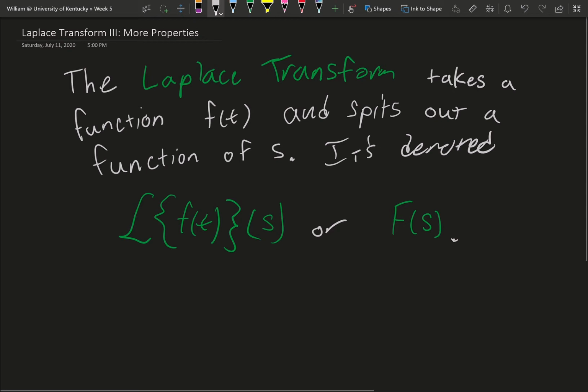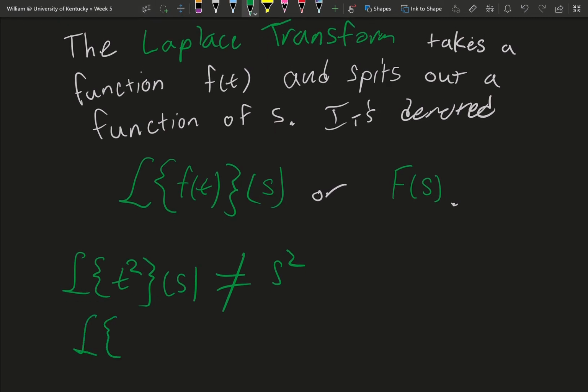Now it should be noted that this is more than just choosing a different variable. The Laplace transform of t squared, for instance, is not just s squared. In fact, it is 2 over s cubed. So we'll look into some more examples.